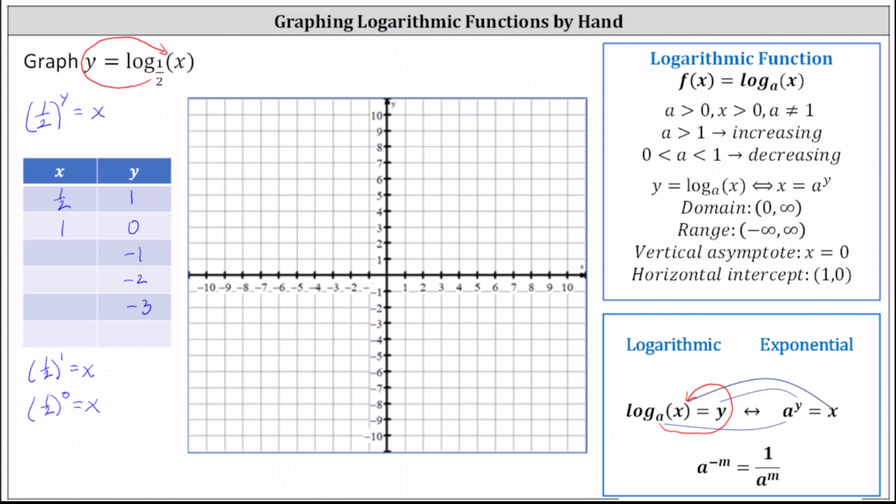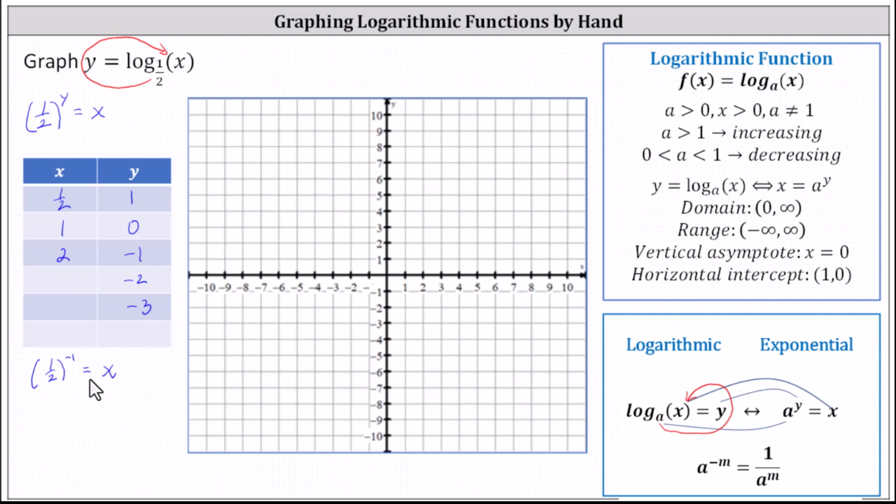Next we have y equals -1, which gives us the equation 1/2 to the power of -1 equals x. There's a couple ways of simplifying 1/2 to the power of -1. One way is to apply the exponent to the numerator and denominator, which gives us 1 to the power of -1 divided by 2 to the power of -1 equals x. And then rewrite it using positive exponents. We move 1 to the -1 down to the denominator and 2 to the power of -1 up to the numerator, which changes the sign of the exponents, which gives us 2 to the first over 1 to the first equals x, and therefore x equals 2. That would be one way to determine the x value.